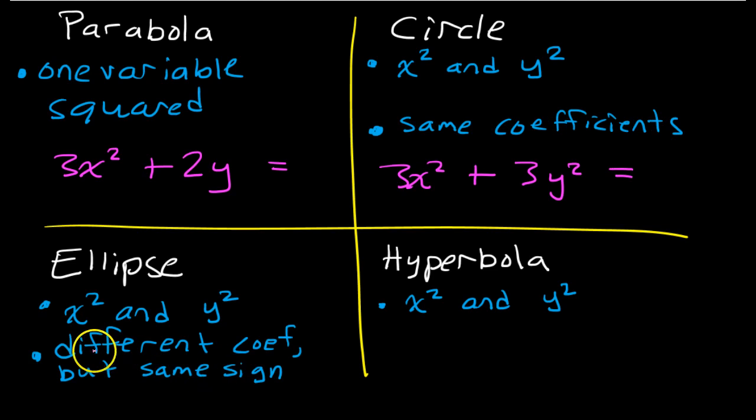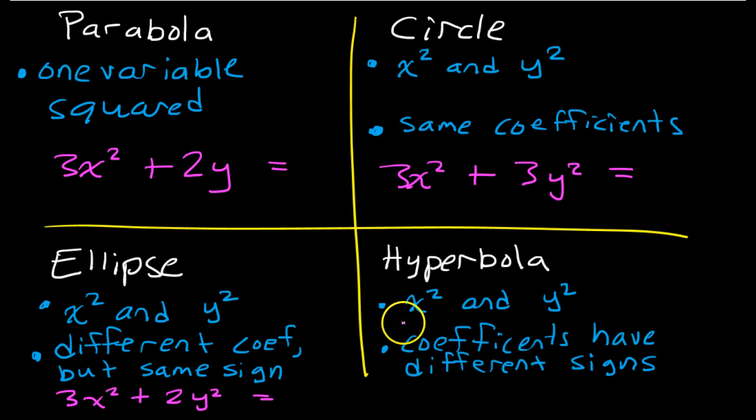For an ellipse, you have different coefficients, but the signs have to be the same. So for example, say if I had 3x squared and then I had 2y squared. So they're both squared, and the coefficients are different. If these were both 3's, it would be a circle, but I have a 3 and a 2. That's what makes it an ellipse. Now it's important that they have the same sign. Either they're both positive or they're both negative. Because as you're about to see, if the signs are different, that's going to make it a hyperbola.